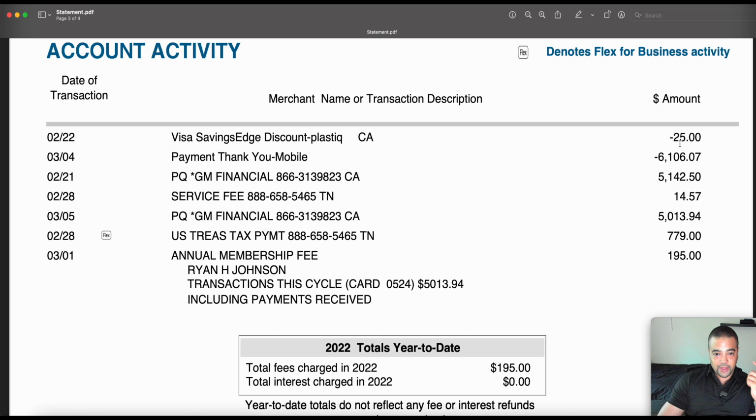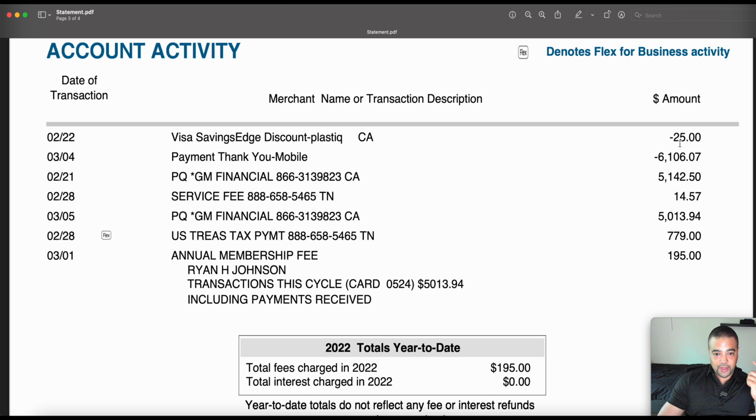It was the U.S. Treasury. I paid my taxes with this card as well. So it was $779. That matches what we had up top. So not everything is eligible for that. And then we have March 1st, the annual membership fee. Again, $195.